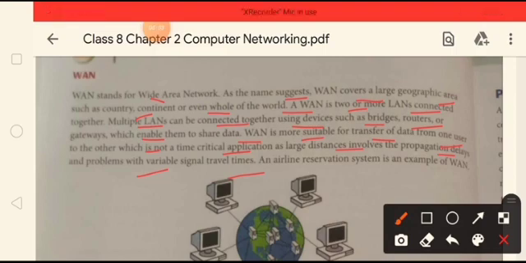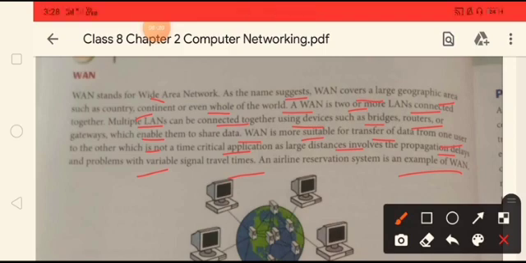An airline reservation system is an example of WAN. So students, WAN stands for Wide Area Network. Wide Area Network means it covers more geographical area than a metropolitan area network. For example, it covers the entire country, continent, or even the whole world. And a WAN is also used to connect two or more LANs to each other.